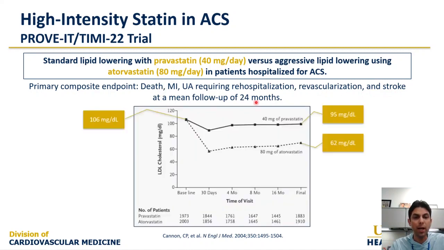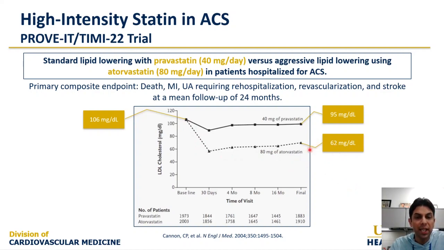And what we see in this trial is several important points. When we look at the x-axis, we have time of the visit, from baseline all the way out to the final visit. And then we have the LDL cholesterol. What we find is that most patients were starting at an average of 106 milligrams per deciliter. With the dose of 40 milligrams of pravastatin, we only got it to 95 milligrams per deciliter. With the 80 milligrams of atorvastatin, we got it to a level of less than 70. We got it to 62 milligrams per deciliter.